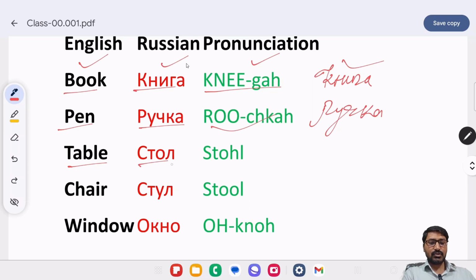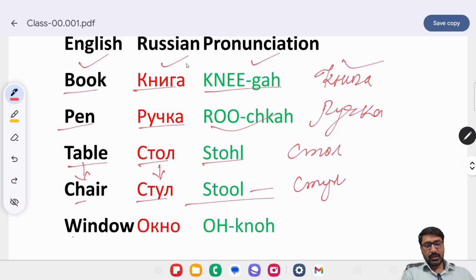This is table. Table is nothing but stol. Can you see? Stol. Another one is stool. This is table and this chair. So there is difference between a stol and stool. Stool is chair here in Russian. Stool means chair. This is chair, stool. Can you see here window? How to pronounce? Akno. Right? Akno.